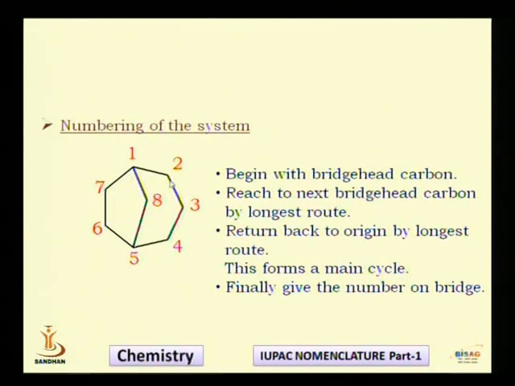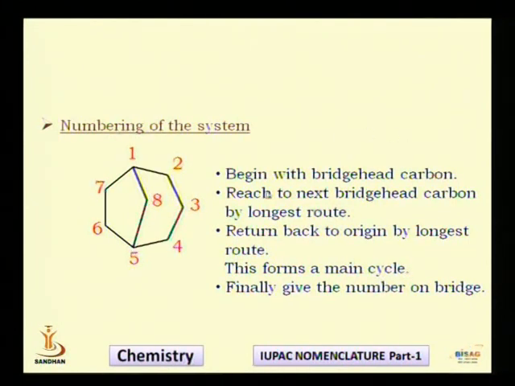So this path which I have shown over here is a main cycle. It is a main cycle. And then what is left, that is called a bridge. This is called a bridge which is connecting number 1 and 5. That is called a bridge, and there is 1 carbon on the bridge. So that is to be numbered afterwards. So this is how the numbering is to be done.